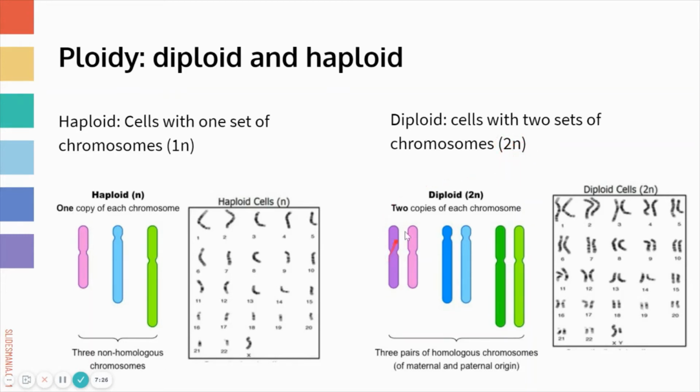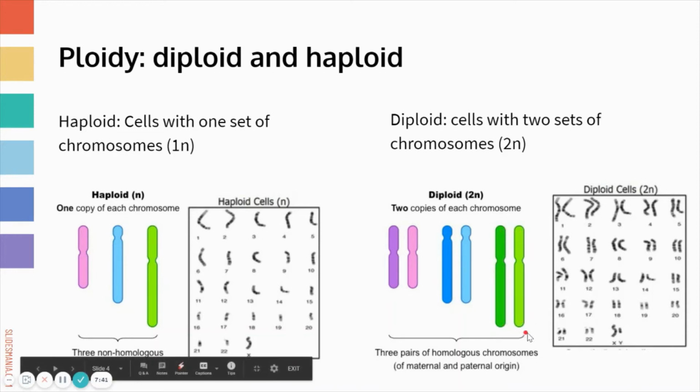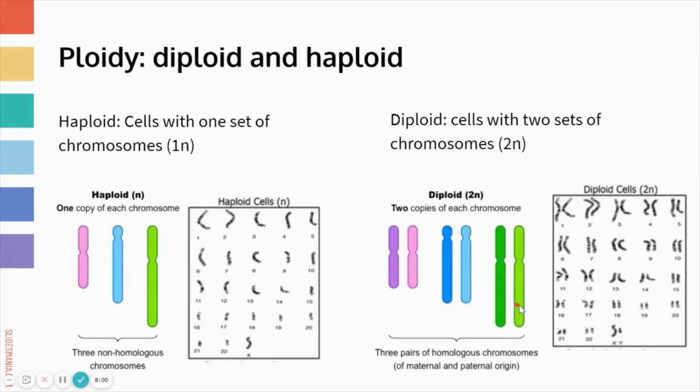So here you can see a diagram. A diploid cell is going to have two copies of each chromosome. So you can see there's chromosome number 1 right here in this purplish pinkish, chromosome 2 in blue, and chromosome 3 in green. And for each one, this cell has two, a pair for each one. So a pair of chromosome 1, a pair for chromosome 2, and a pair for chromosome 3. So this would be 3 pairs of homologous chromosomes. One from mom, one from dad, one from mom, one from dad, etc.